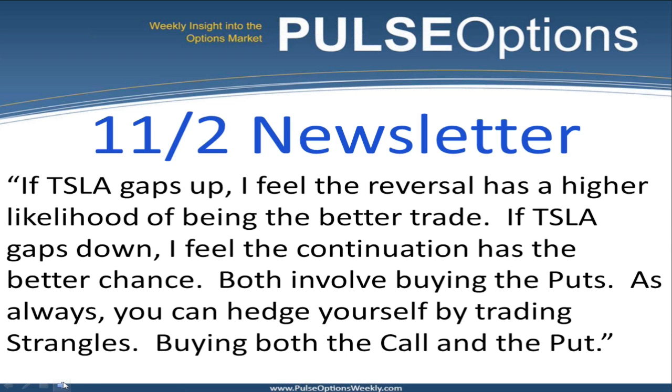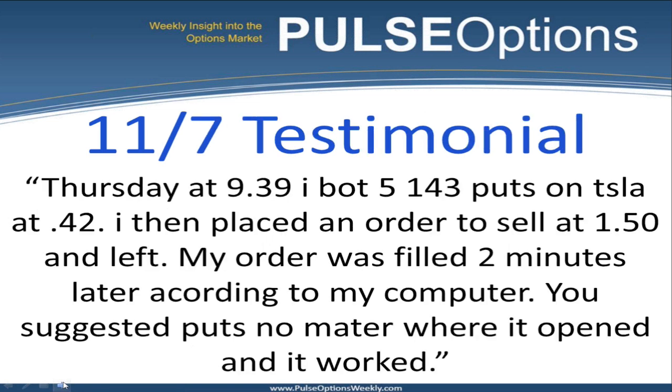Now, a great majority of our trades are these non-directional trades, but there will be times that we have a direction. So this is from a newsletter last year. This was when Tesla was going to release its earnings. Again, we do not play earnings before they're released. The implied volatility is too high, the options are too expensive. We wait afterwards. But in the newsletter the week before the earnings, I wrote, if Tesla gaps up, I feel the reversal has a higher likelihood of being the better trade. If Tesla gaps down, I feel the continuation has the better chance. Both involve buying the puts. As always, you can hedge yourself by trading strangles, buying both the call and the put.